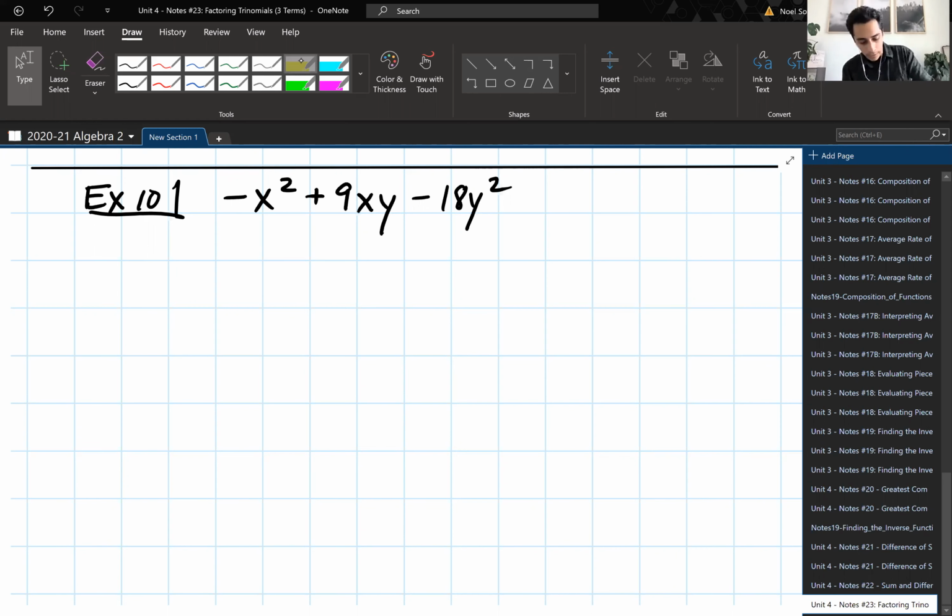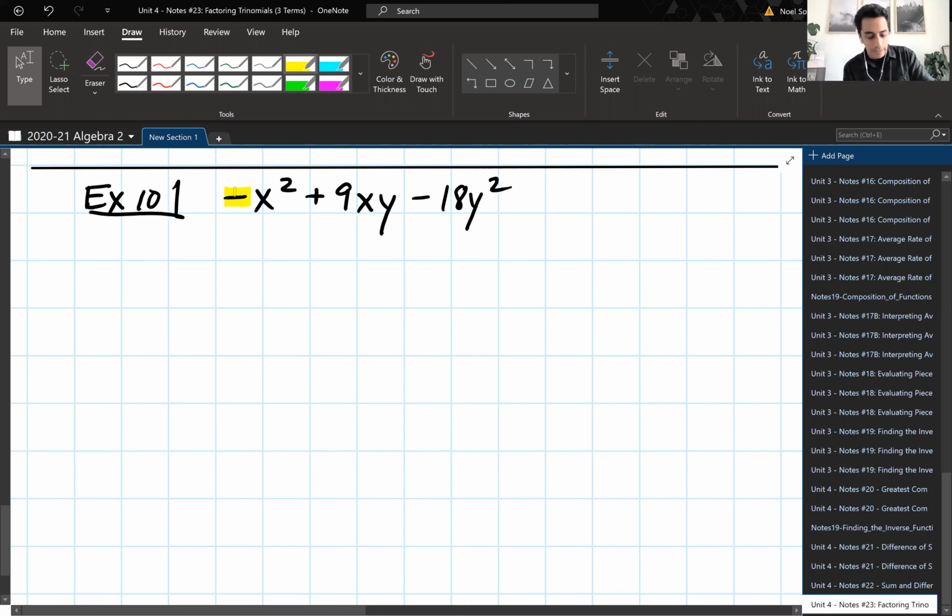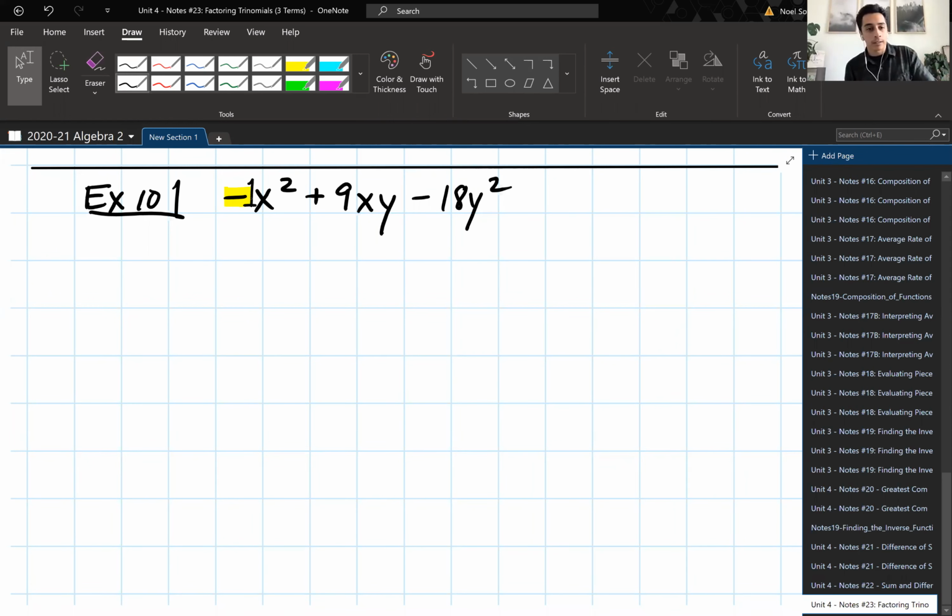So I have a leading term with a negative, right? Imagine that this is like negative 1x squared. So I have x squared, and then the coefficient in front of x squared is a negative 1. Now, remember that there's a convention in math that we do not want the leading term to be negative. Here's one of those reasons.